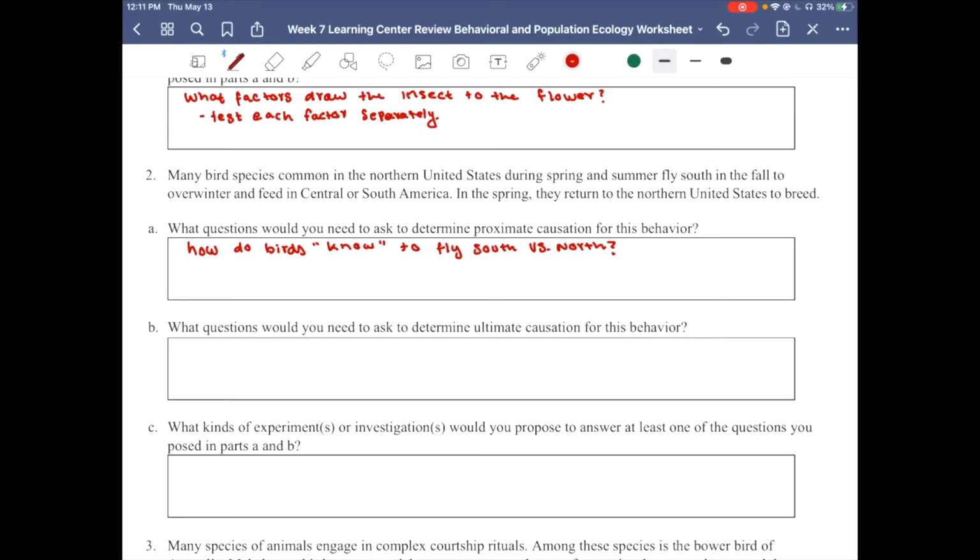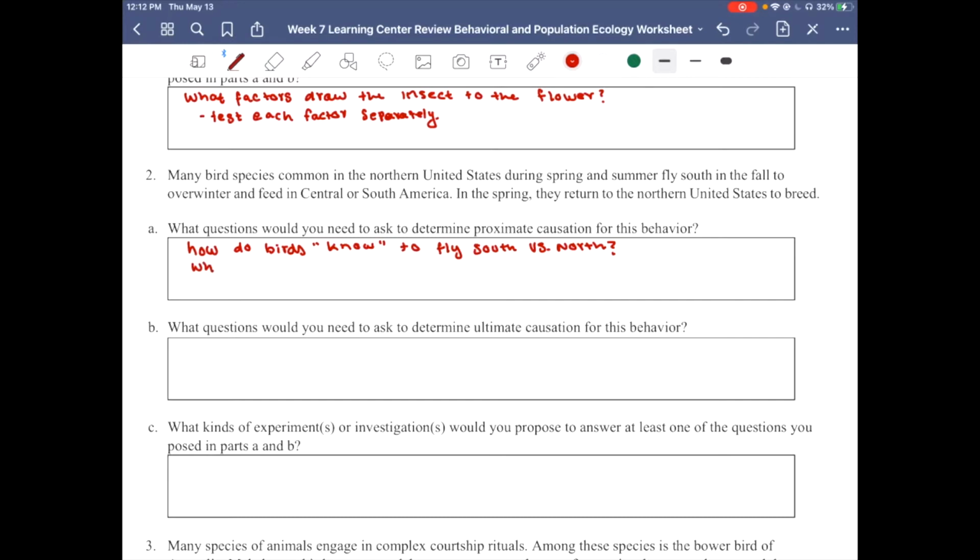I have a comment that says, can one be what drives the birds to fly north? Yeah, I think that would definitely be proximate. But if you were to word that question a little differently, if you said, why do the birds fly north? And why do they have that behavior? Then that would be your ultimate cause. So yeah, what drives the birds to fly north would be proximate.